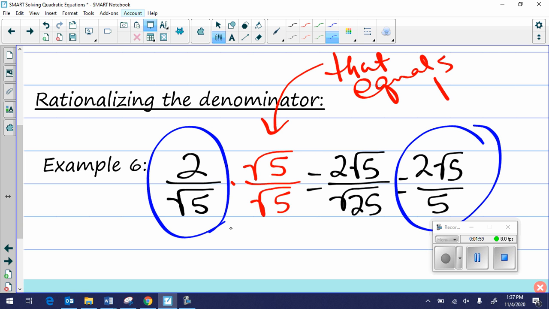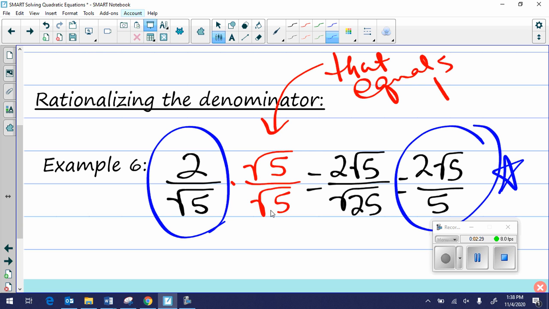So this and this are equivalent to each other. They're equal. If I punch in 2 divided by the square root of 5, I get 0.8944279191. And if I do 2 times the square root of 5 divided by 5, guess what I get? 0.8944279191, the same thing. This answer is better because it follows our convention of not having a square root in the denominator. So we have rationalized that denominator.